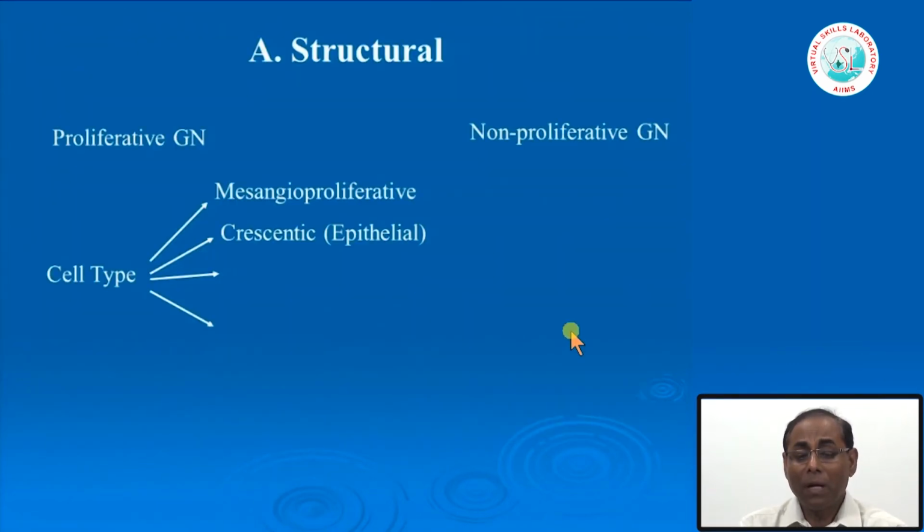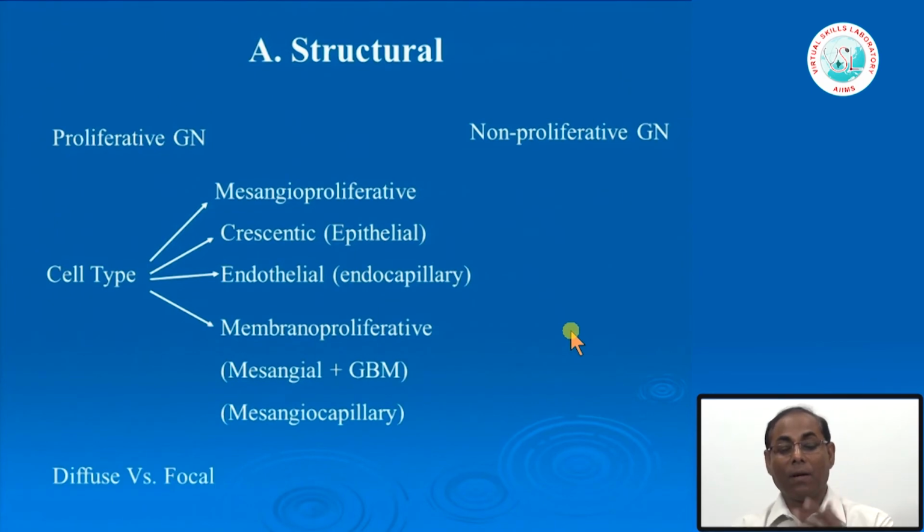Now, coming down to classification, the glomerular disease can cause proliferation of these different cells, or it may not be associated with any kind of proliferation. That's why structurally we can classify them as proliferative glomerulonephritis and non-proliferative glomerulonephritis. Under proliferative glomerulonephritis, according to the cell type which is proliferating, we further subclassify them. If mesangial cells are proliferating, then we can call it mesangial proliferative glomerulonephritis.